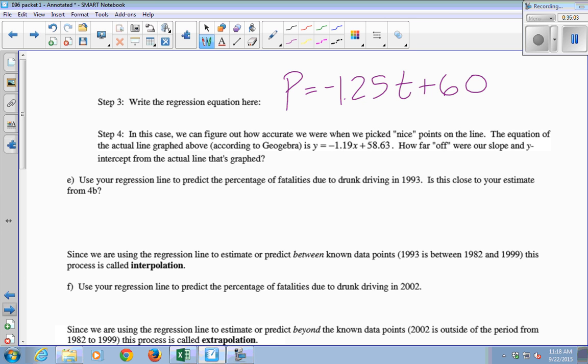So I would like to know percentage. So I'm trying to get P. 1993, you told me earlier, was 13. So I'm going to put a 13 in for T. So P is negative 1.25 times 13 plus 60.